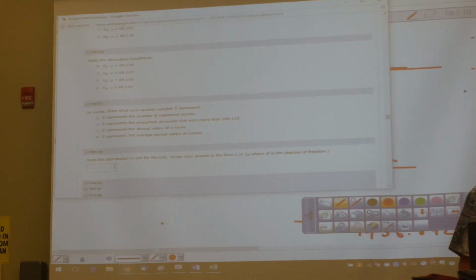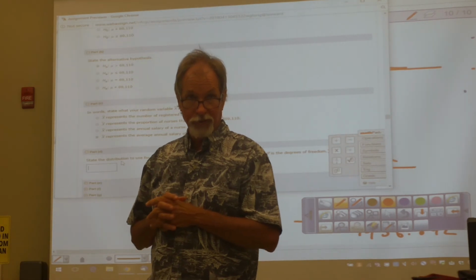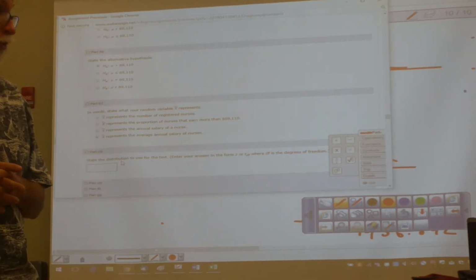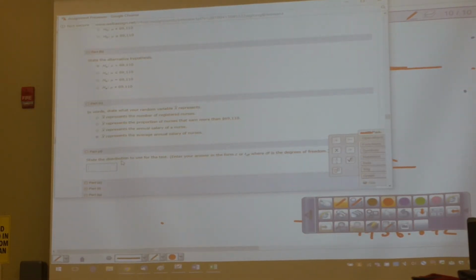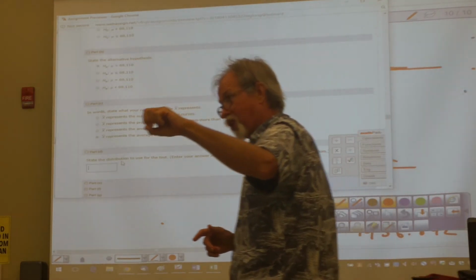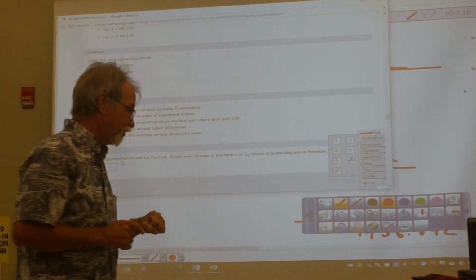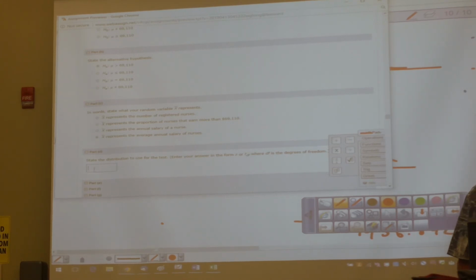Okay. What distribution am I going to use? The normal? No. We use the normal distribution only if the standard deviation of the population is known. Since the standard deviation of the population is unknown, I am going to use the T-table. And when I use the T-table, I need to use what? Degrees of freedom.